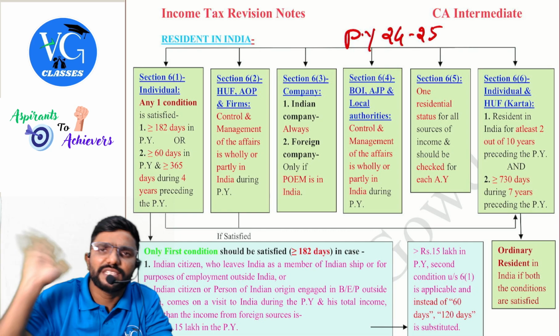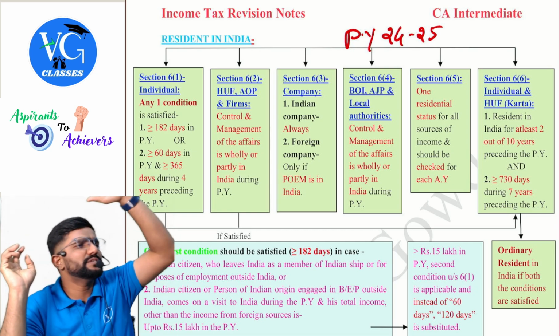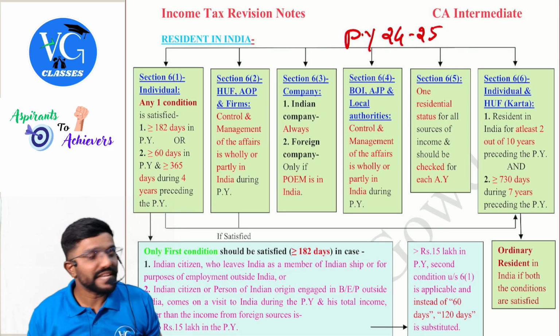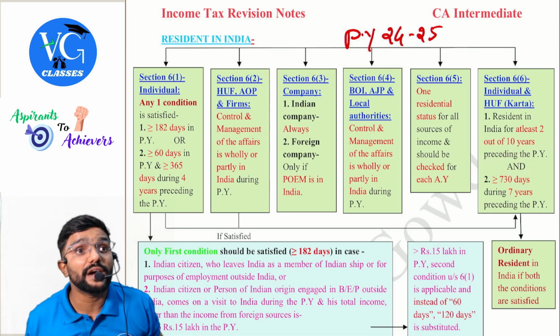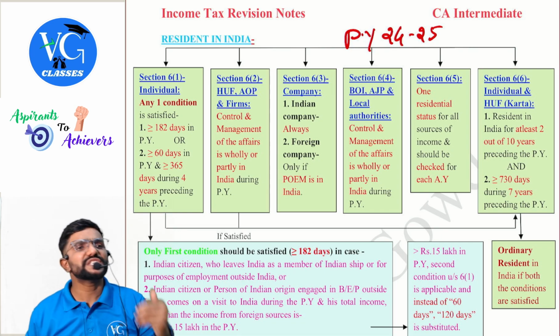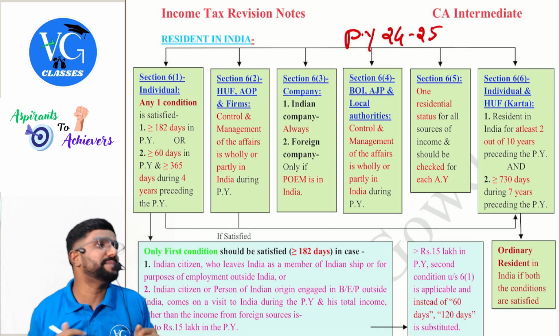Because the word they are using is resident. That is fine. Any ordinary, not ordinary, deemed, anything is okay, acceptable. Okay, so first condition. Second condition, in between first and second, what is there? And is there. So both have to be satisfied. Second condition is 730 days or more during 7 years preceding the previous year.